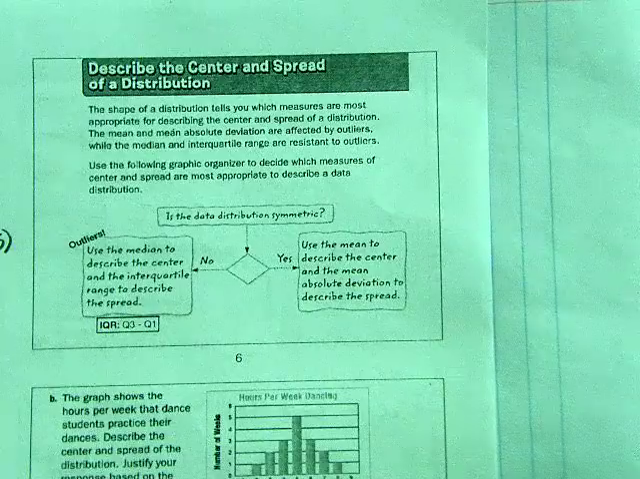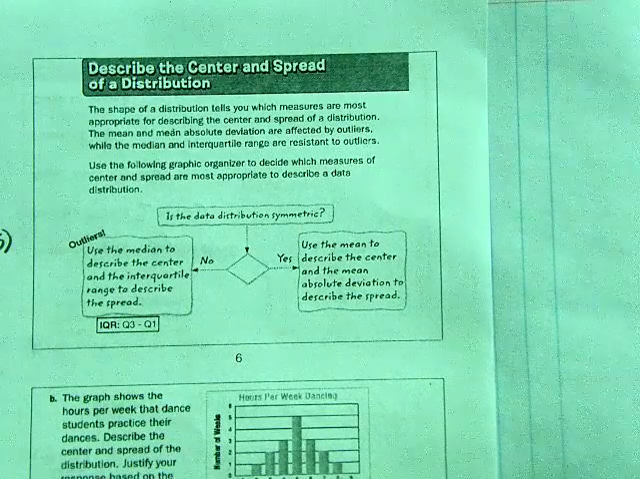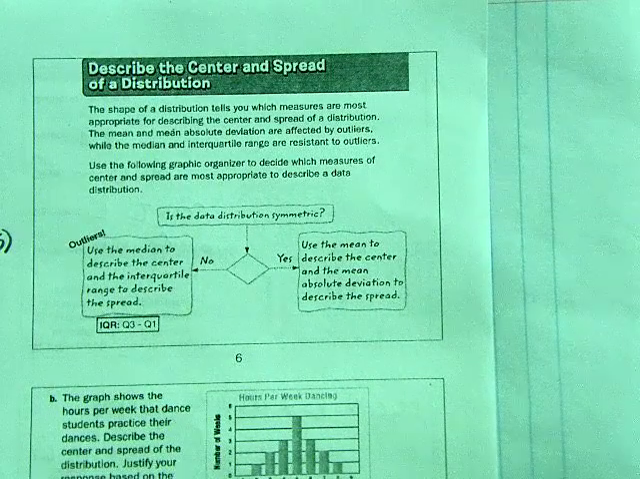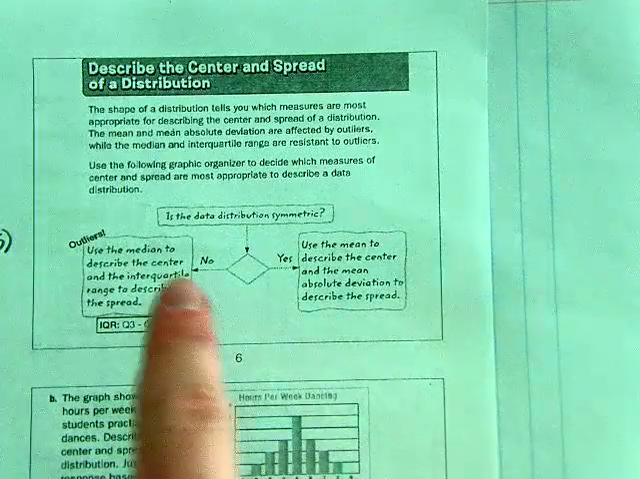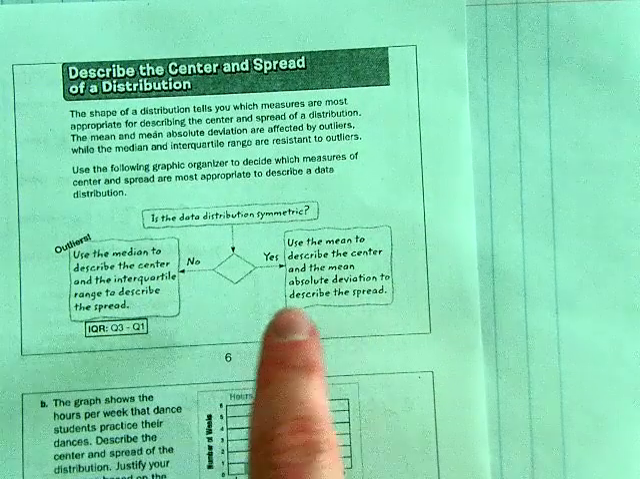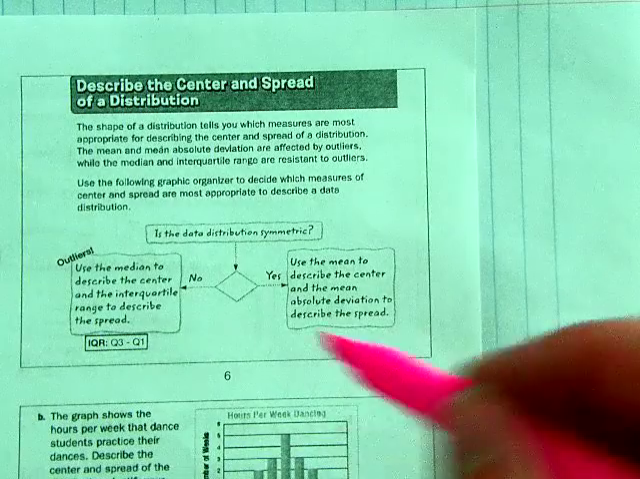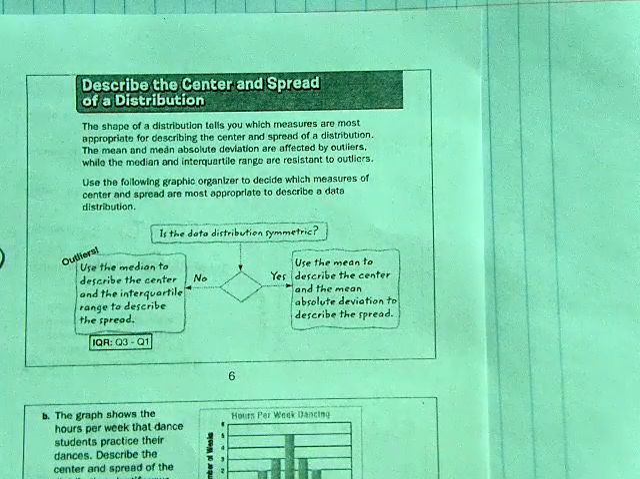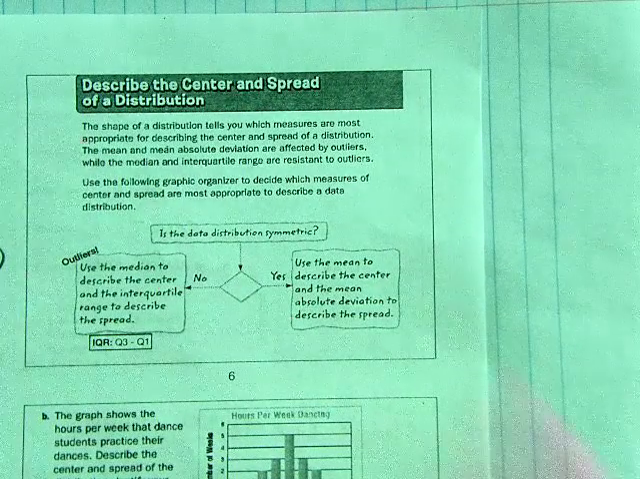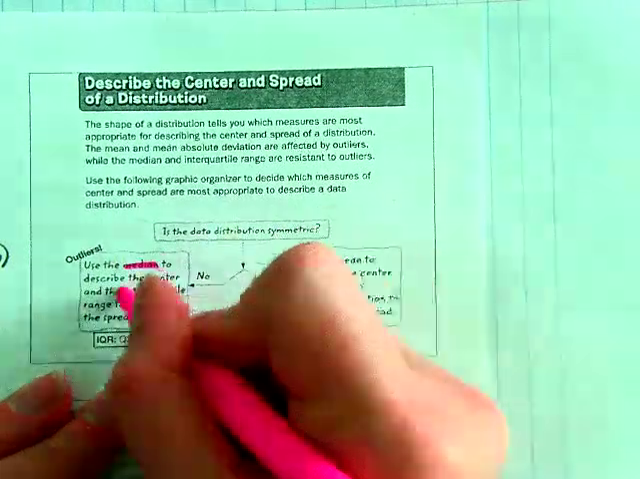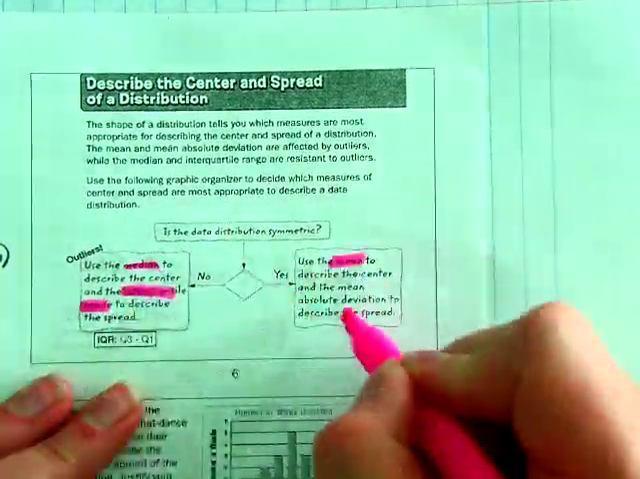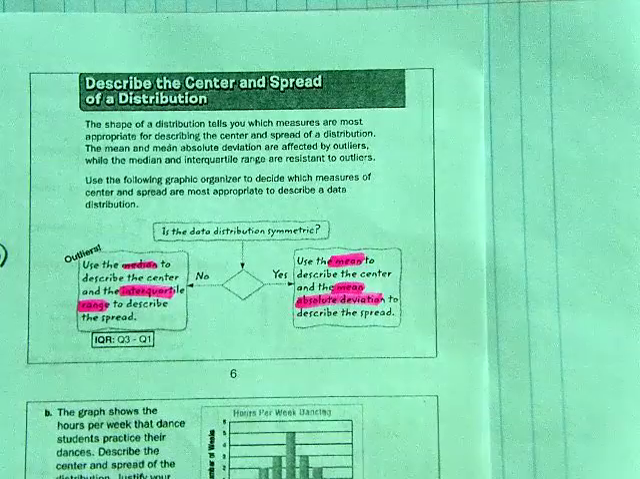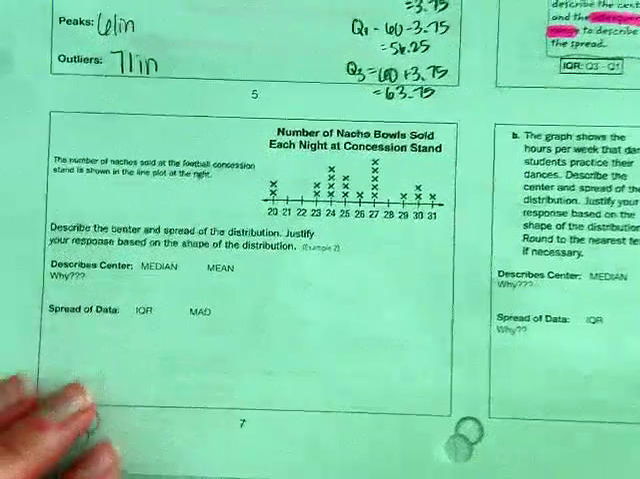Use the following graphic organizer to decide which measures of center and spread are most appropriate to describe a data distribution. So if it is symmetric, we're going to use the mean and the mean absolute deviation. If there are any outliers, we're going to use the interquartile range and the median. So median and interquartile range, mean and mean absolute deviation. Okay, so we have to decide which one is more appropriate.